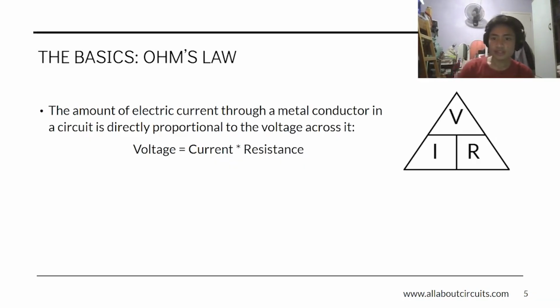A basic thing you need to know is Ohm's law. The amount of electric current through a metal conductor in a circuit is directly proportional to the voltage across it. So this is the equation for determining voltage, current, or resistance.